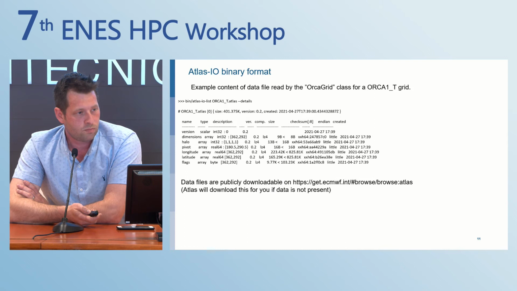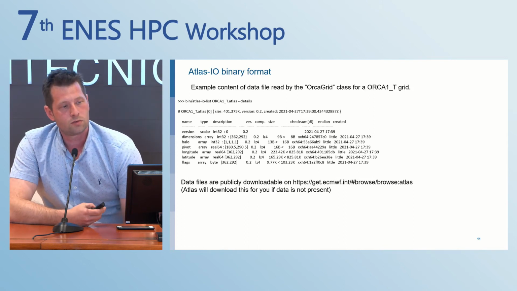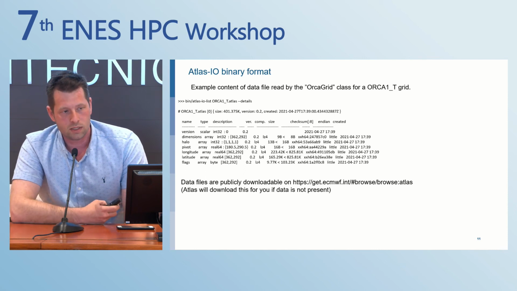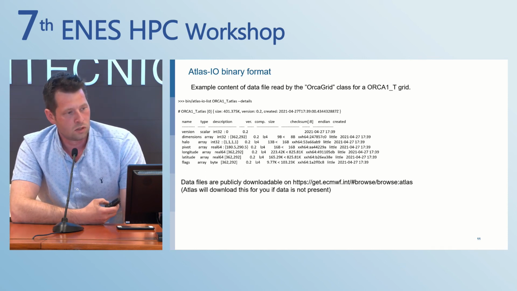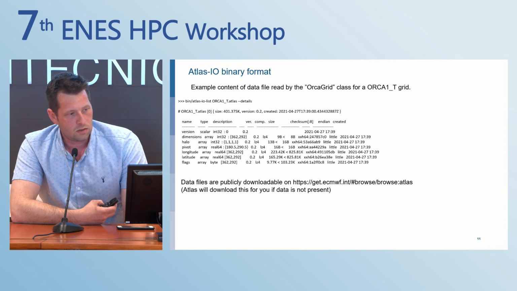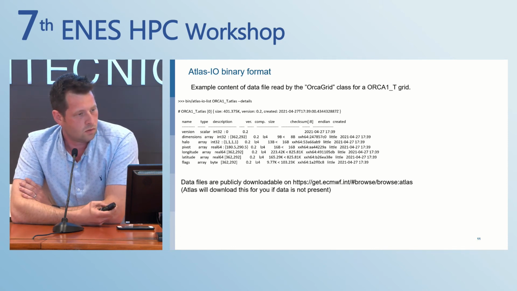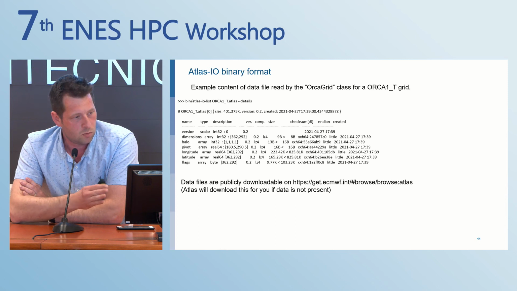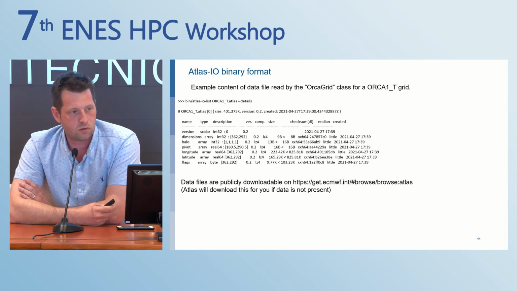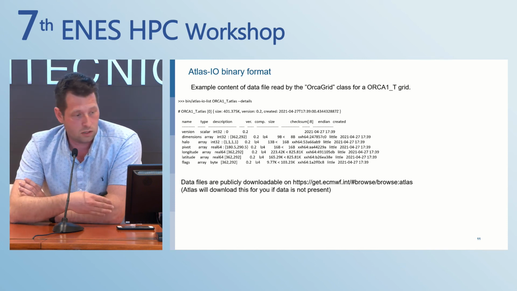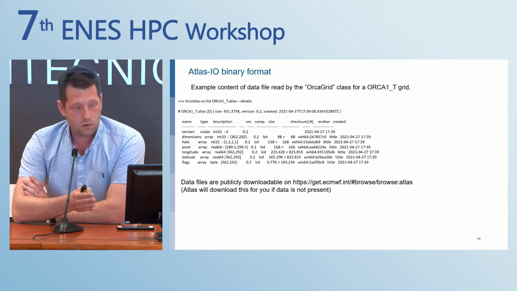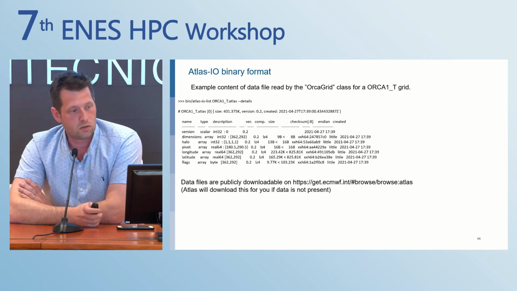And so that's Atlas I/O. An example content of one of those ORCA grid files, in this case for the 1 degree ORCA grid, is shown here. So you see it's, for instance, about half a megabyte. You see the date of creation, and you see what kind of content. The formatting is a bit off here, but you see that there's the version, dimensions, the number of halos, an array of longitudes, latitudes, and flags. And all these data files for ORCA, they are publicly downloadable on some website here. And so Atlas will download those files at runtime if they're not present, or if you have them already in a cache directory or somewhere, it will just use them.